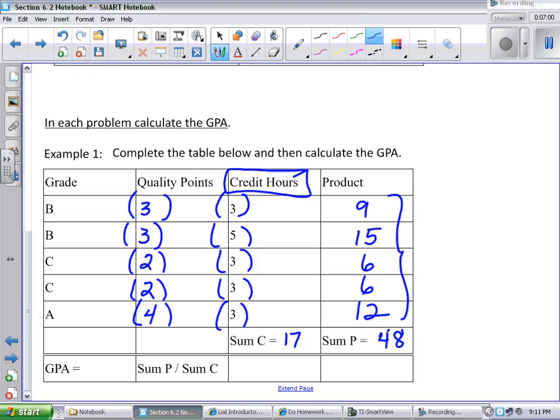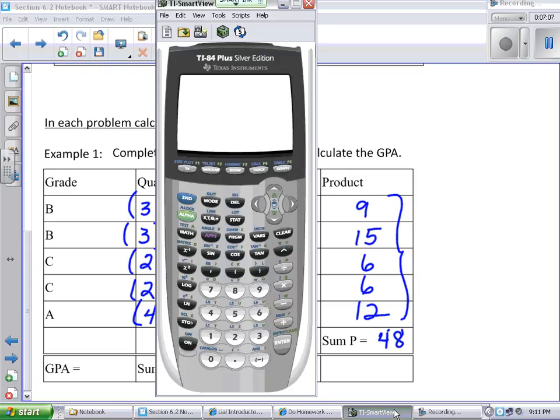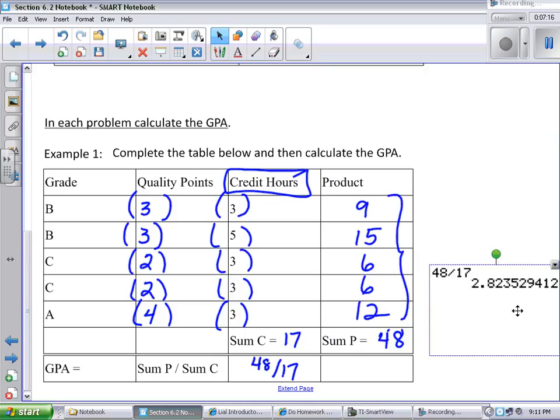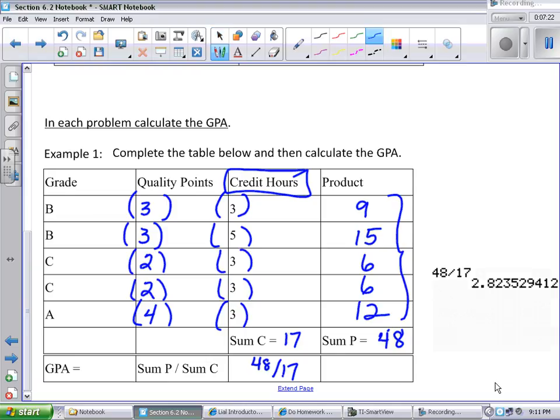So we're going to take 48 divided by 17. I am going to pull my calculator up to do that calculation. And I get 48 divided by 17 is 2.83. Okay. Normally we give GPAs to 1 or 2 decimal points. So if we keep to 2 decimal points, we're looking at the 3 that rounds down. So GPA 2.82.